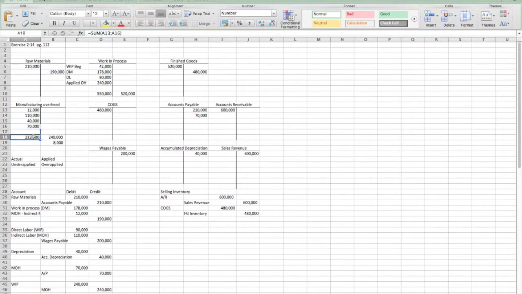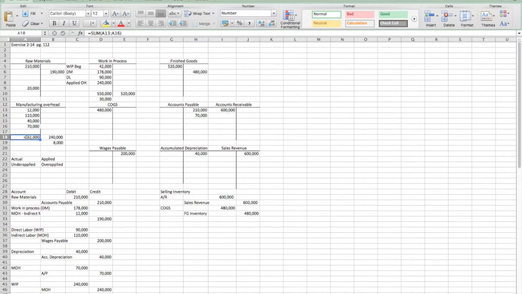Okay, so we've done all of the journal entries, and then you can calculate the balance. So as we see over here, this one minus this one, we have a balance of $8,000. Over here, it looks like a balance of $20,000. Over here, balance of $30,000. This one minus this one. And you can do this and so forth. But really we want to look at this actual versus applied. So we over applied by 8,000. So if you saw that on the exam, you would say we over applied by 8,000.